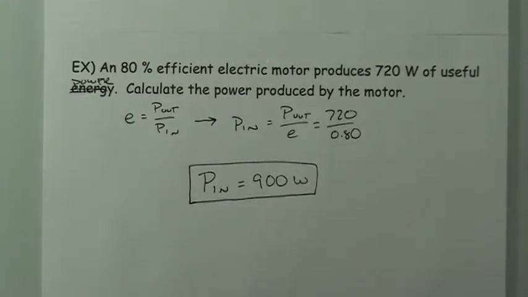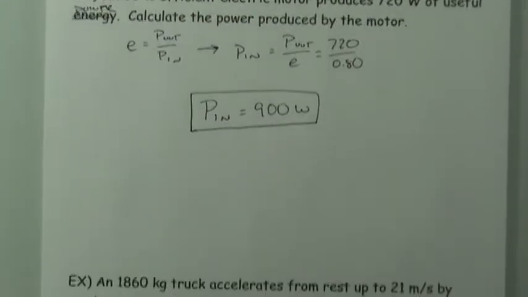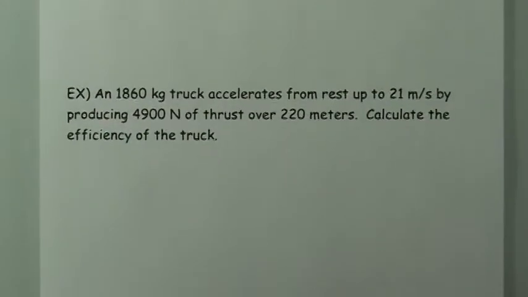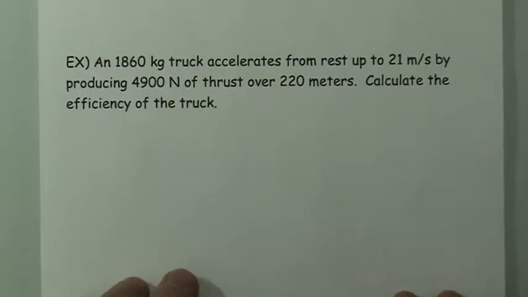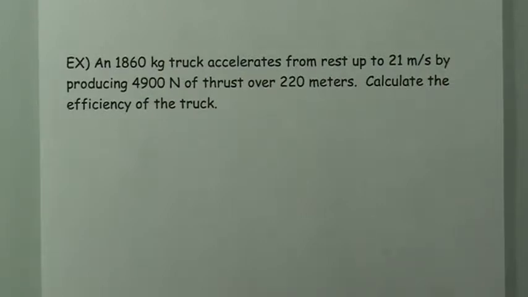Okay, let's take a look at one last problem, a little bit higher level, maybe a level 2 or 3 type problem, in which you're not just given the powers or the works, but you really need to calculate them by using one of the energy equations. So let's assume that you have an 1,860 kilogram truck and it accelerates from rest up to 21 meters per second by producing a total force of 4,900 newtons of thrust over a distance of 220 meters. And what we want to calculate is the efficiency of the truck.